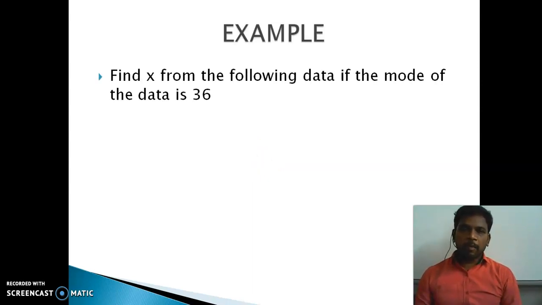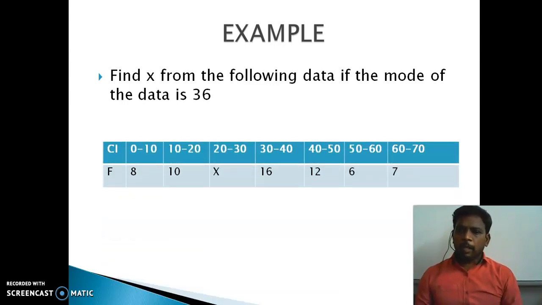Find x from the following data if the mode of the data is 36. So look at the table here. A class interval is given, that is the third type of data, and the class intervals are continuous: 0 to 10, 10 to 20. In the frequency column only one frequency is missing, so we are going to find that particular missing frequency now, right? And what is given is that the mode of the data is 36. It is the same question as in the previous one. Let us continue with the solution video now.